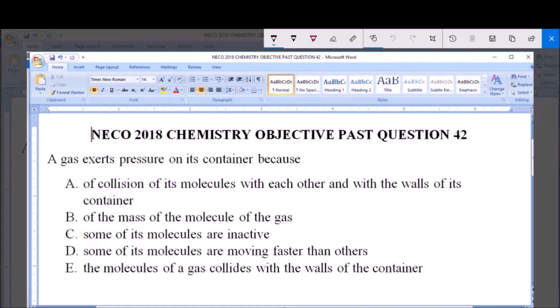Now this can be established from the kinetic theory of gases.